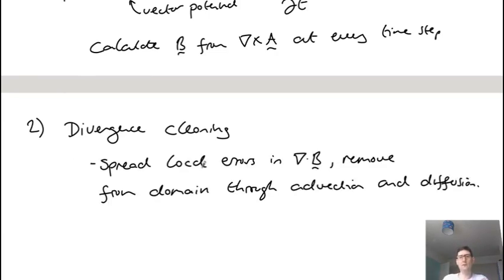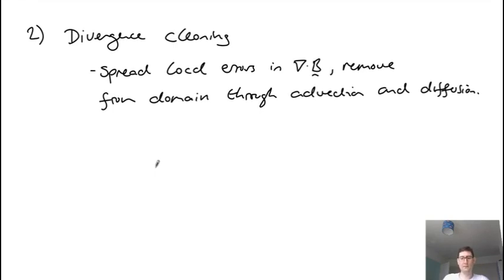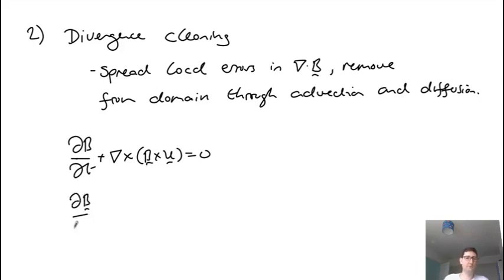So you have a local error in B, and say we have some steep gradients or other things we're looking at which produce an error in B, and then these methods spread that error, so diffuse it and advect it out of the domain, typically to the boundaries. And so we're evolving the same equation, so we have dB/dt plus divergence of B cross U, which you might also write in a slightly different form, particularly if you're writing a finite volume code. This can be written in quite a useful form.